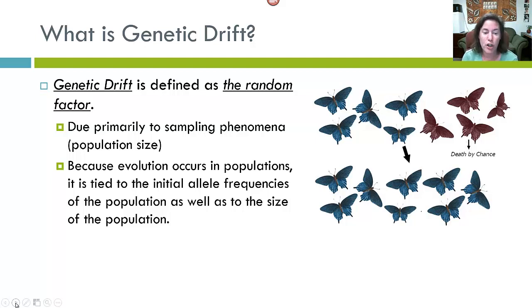Because evolution occurs in populations, it is tied to the initial allele frequencies of the population as well as to the size of the population. And so what genetic drift is really getting at is that the size of the population, in addition to the allele frequencies, is of real importance.